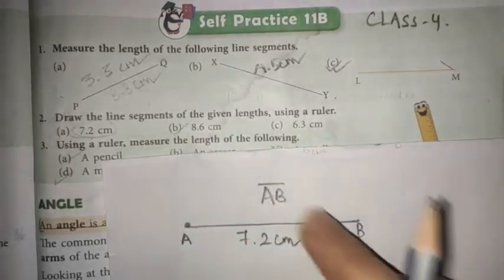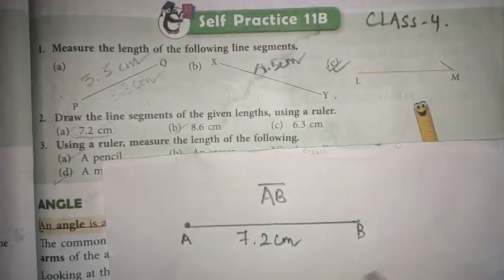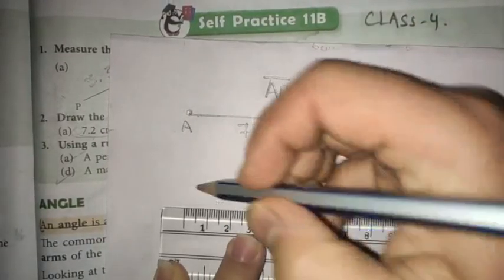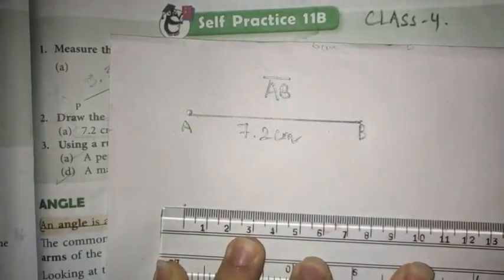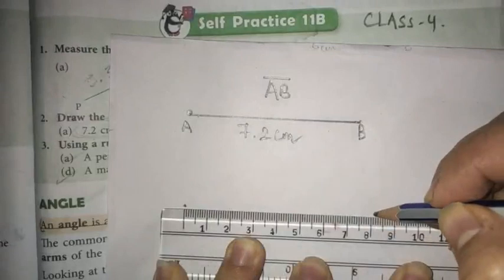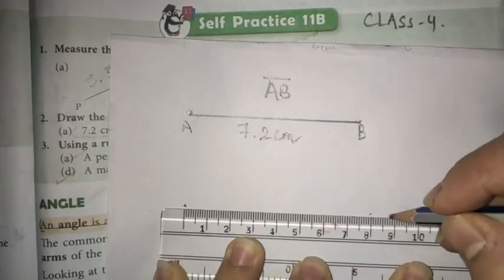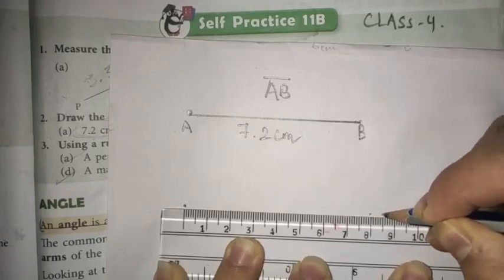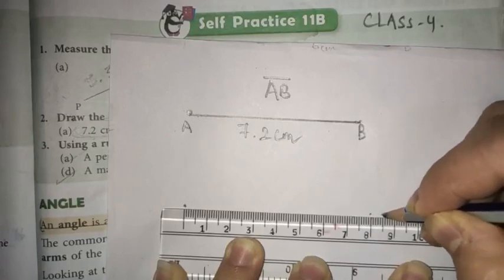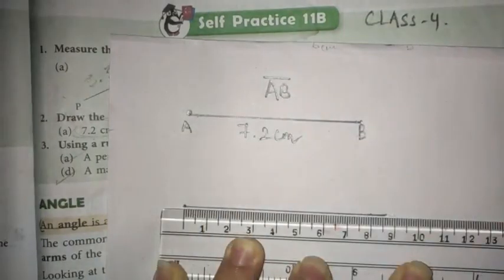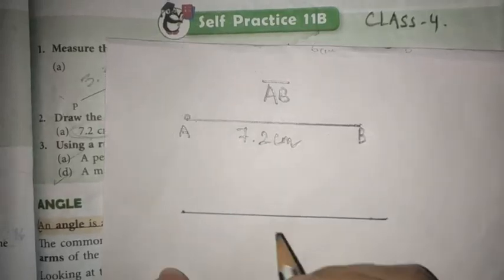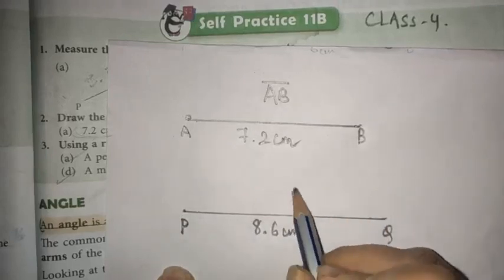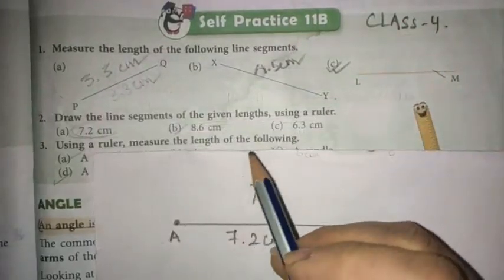Proceeding to part B, we have 8.6 centimeter. I'm drawing it down here. First of all, this is the point where you'll start, and 8.6 is the measurement. 8 is here, then 8.1, 8.2, 8.3, 8.4, 8.5, and one more, 8.6. So this is our line segment which measures 8.6 centimeter. Give it the name PQ. This is line segment PQ whose measurement is 8.6.